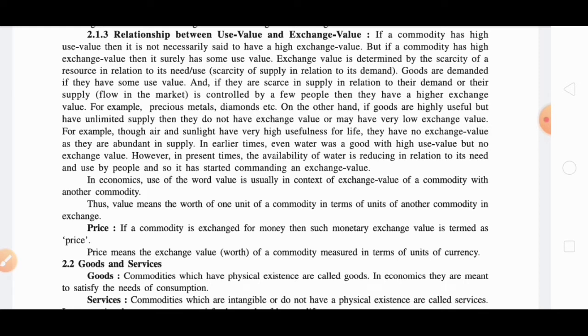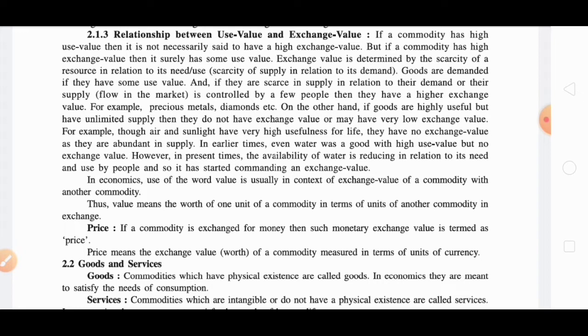It means we now have water, but pure and drinkable water is very scarce, and so it has started commanding an exchange value. That's why today we have to buy water. And if things go on like this, if people do not understand the problems and the situation caused by high pollution, then we will see days when we will have to buy our oxygen also.